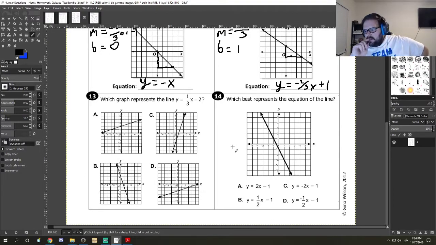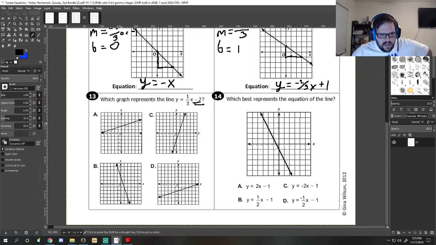So for these, all you're doing is now you are given your equation: y equals 1/3 x minus 2. So for these, you're going to have to actually go in and look. And I like to work backwards when I'm given the formula. It's just super easy for me to find the y-intercept here, which in this case is -2.